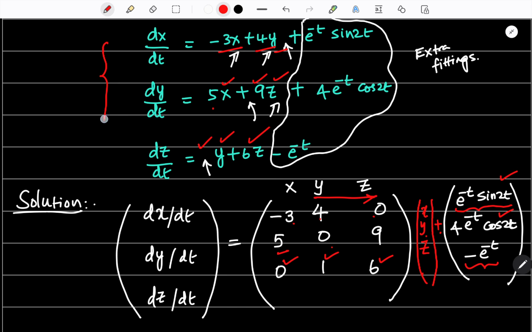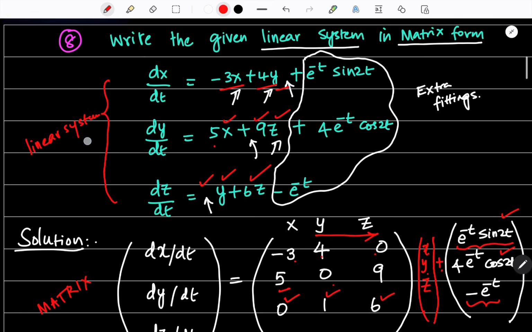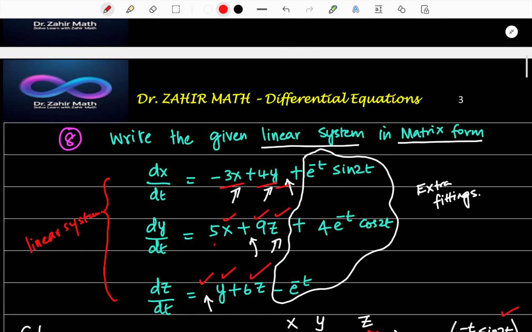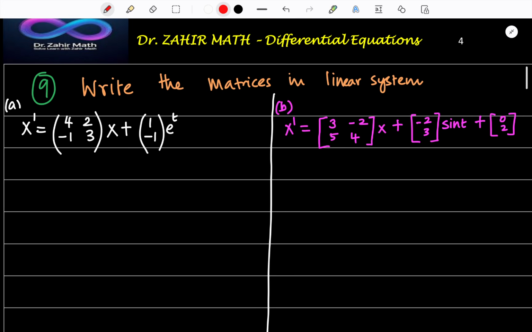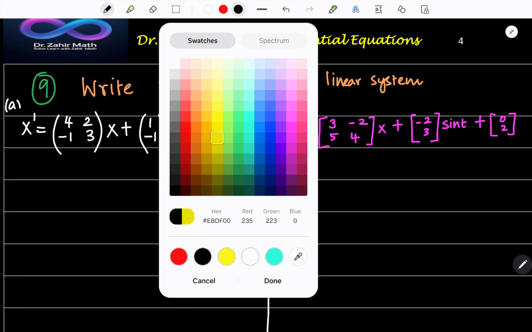So this is called what? Linear system. And this is called what? Matrix model or matrix form. Clear everybody? So now I did 3 questions based on which idea? The first idea: given a linear system, we are converting into matrix form. Okay, let's go to the next one. Now a matrix is given and you are going to write the linear system. Matrix is given and the linear system you are going to write. So let's start this question.